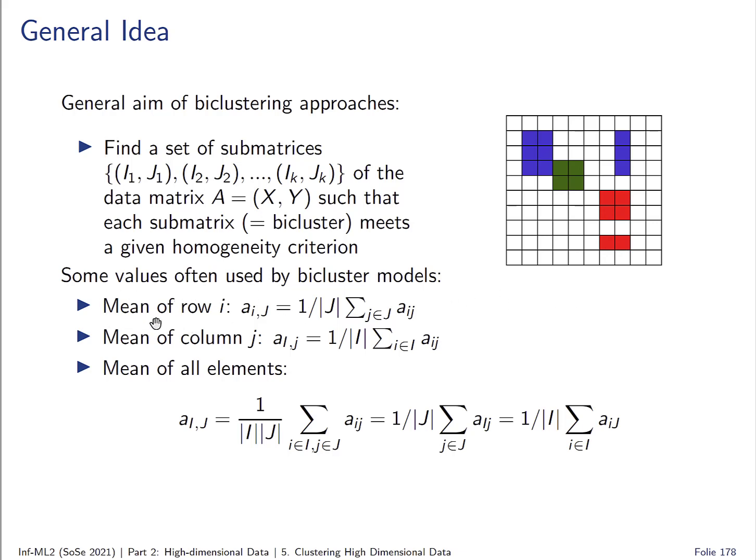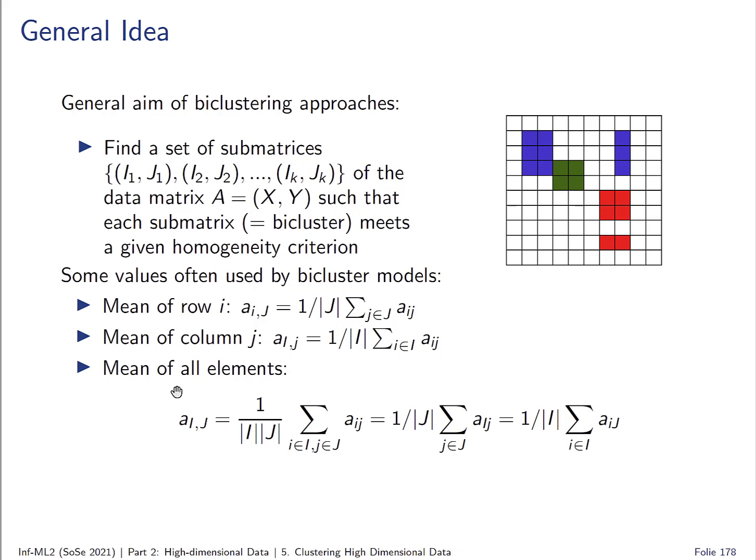So the mean of some specific row i is a_iJ, meaning that we sum up all the values in the specific row i over all the attributes or all the features, all the columns in J, and average that because we want to compute the mean. So for example, the mean of this row here for the red cluster consisting only of those 2 columns would be this plus this divided by 2, and so on and so on.